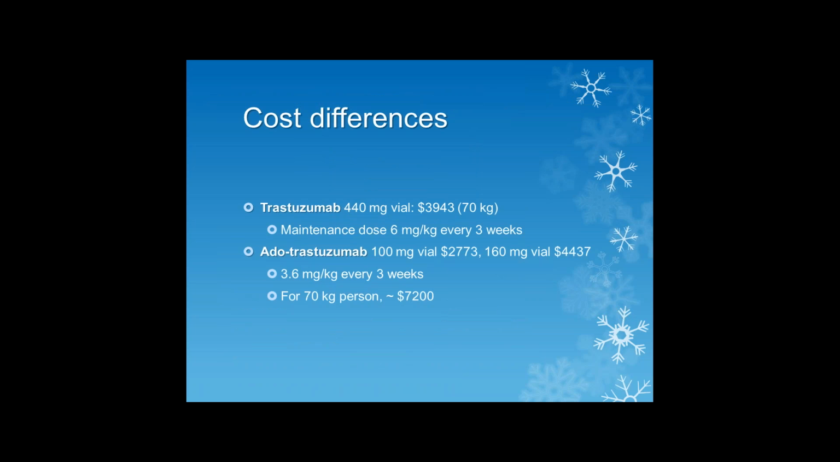So I thought it would just be kind of interesting, since they have very similar indications, to compare the costs of trastuzumab and trastuzumab emtansine. So this was my attempt to parse out the difference in dosing and all of that. Hopefully I did the calculations correctly. For a 440 milligram vial, our cost is almost $4,000. For a maintenance dose of 6 mg per kg every 3 weeks for about a 70 kilo person, if you rounded that to the nearest vial size, that would be about it. And then for the trastuzumab emtansine, I did my best to do calculations and found that would be about $7,200.